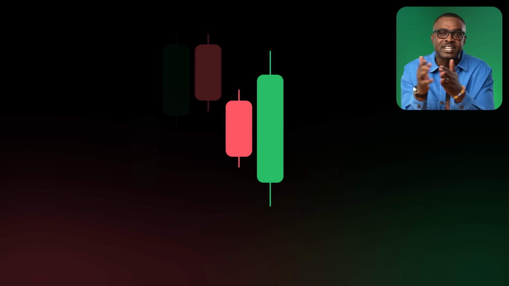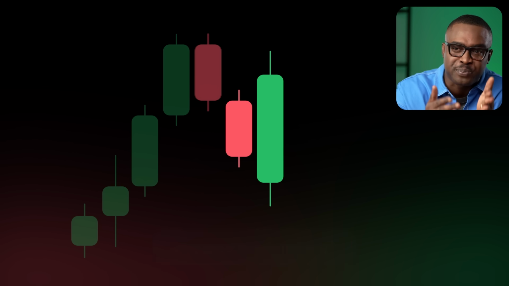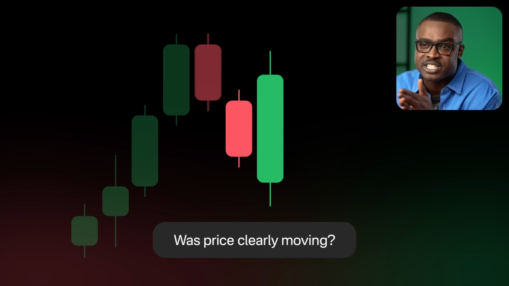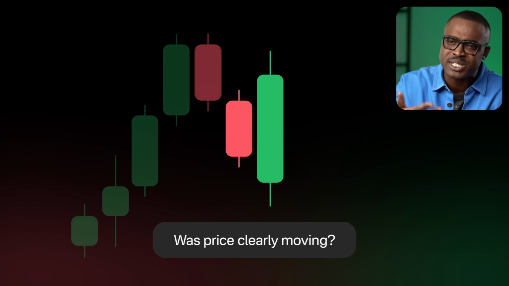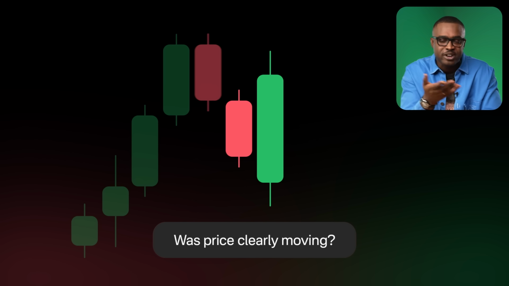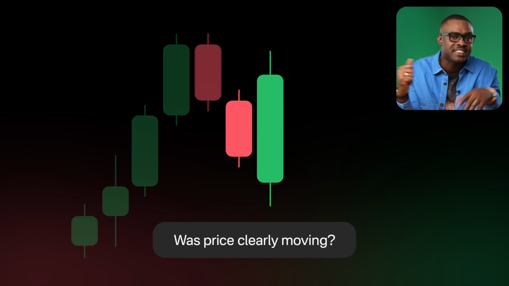Here's what most people get wrong about this setup. They trade the shape and not the situation. Open your chart right now and scroll back. Find one bullish engulfing candle and ask yourself this question. Was price clearly moving down before the dominant green candle popped up? Or was it just moving sideways? Because if sellers weren't in control, buyers didn't take anything over.